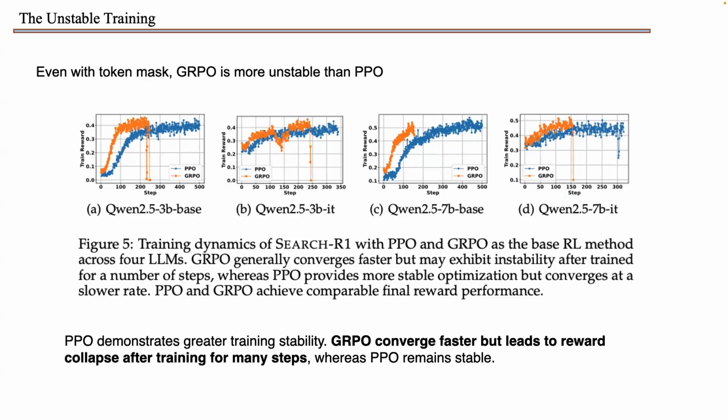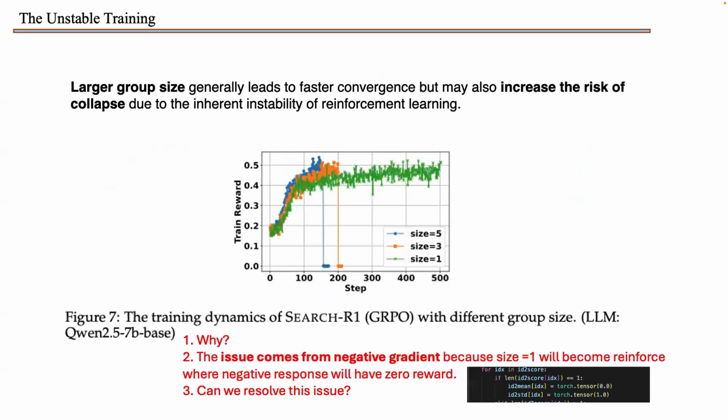You can see from different models, like 3B and 7B, and base and instruction-tuned models, the orange line, which is the GRPO, will collapse. So what is the mechanism behind GRPO's collapse during tool-integrated reinforcement learning? This is the research question of this project.